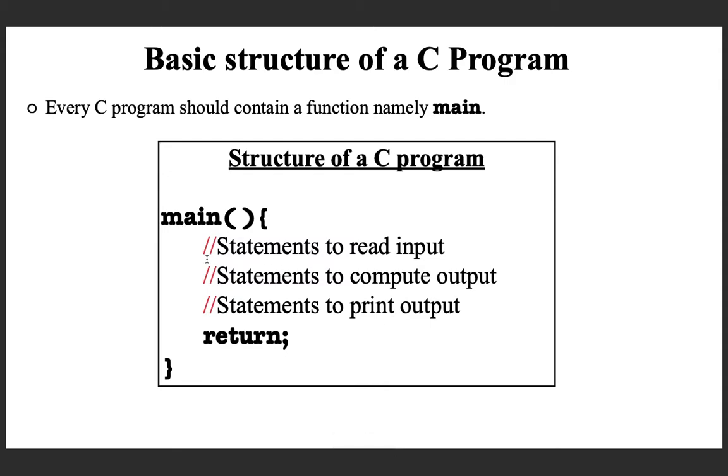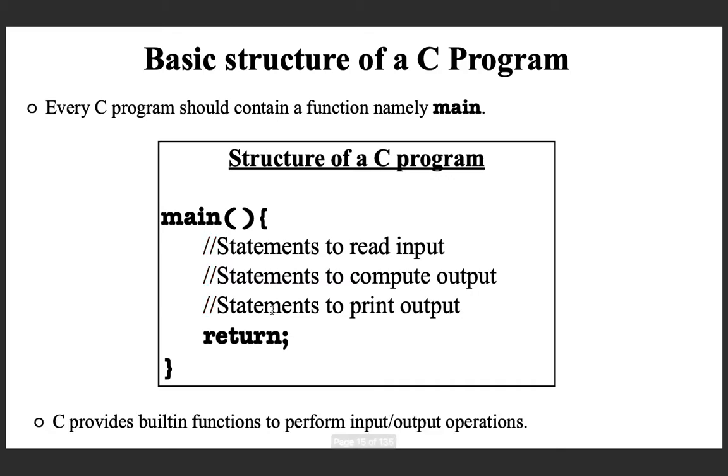And double slash says that this is a single line comment in a C program. So it is taken as a comment. Even if you compile it, the program will compile. These are comments. C provides built-in functions to perform input-output operations.